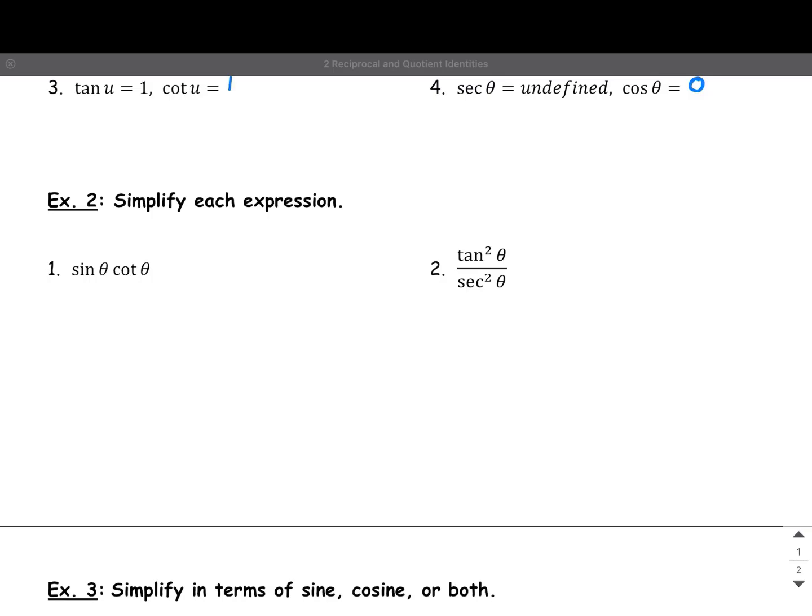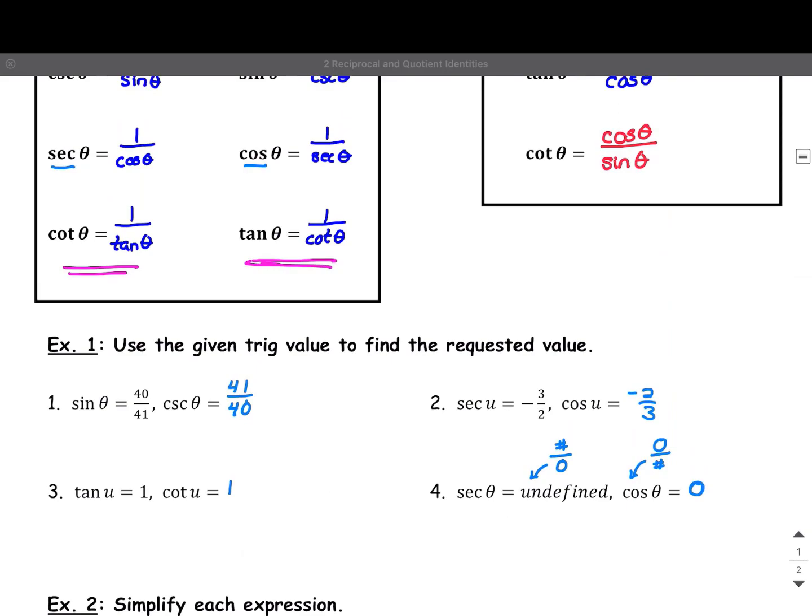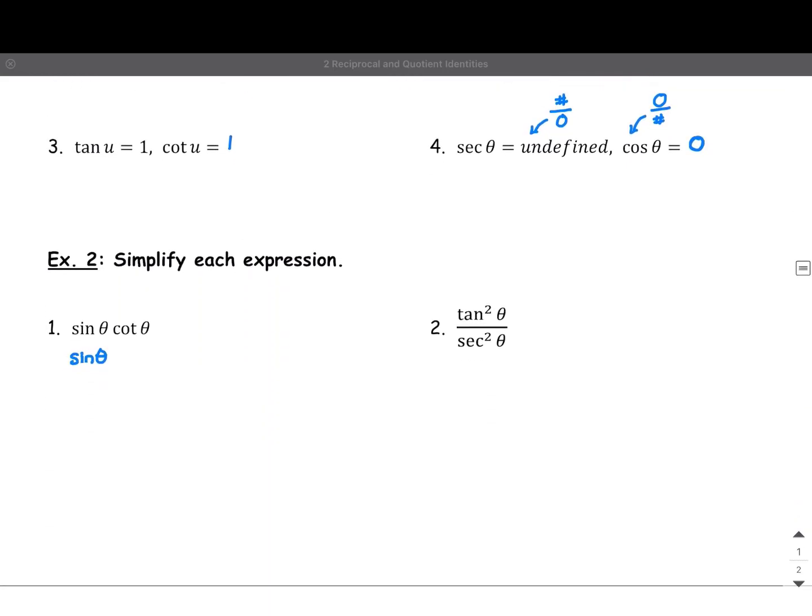So if we have sine theta times cotangent theta, that means I keep my sine theta, but I know that the cotangent of theta is cosine over sine. So this becomes cosine theta over sine theta. And if you look at that, you can say, well, I should put that sine theta over 1, so I have a fraction times a fraction. And wait a minute, lo and behold, this sine theta will cancel out with that sine theta, and all I have left is the cosine of theta, and you have simplified.